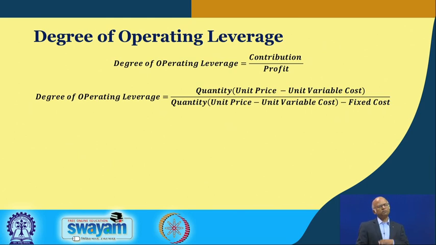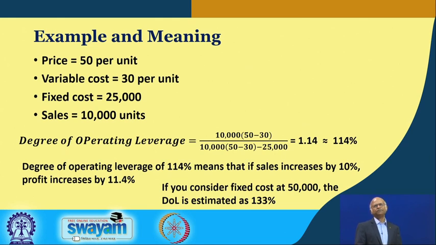Degree of operating leverage has many formulas actually, but here are some: contribution divided by operating profit, or the percentage change in operating profit divided by the percentage change in sales. Quantity multiplied by unit contribution means the contribution, divided by operating profit. Operating profit is EBIT, earnings before interest and tax.